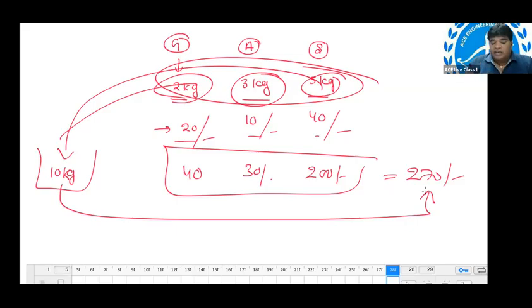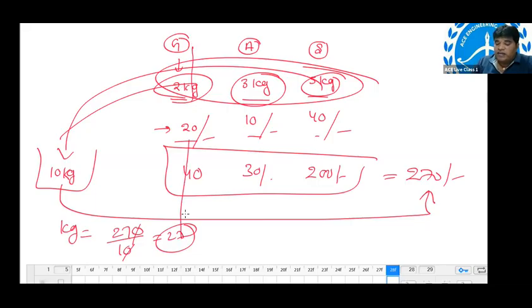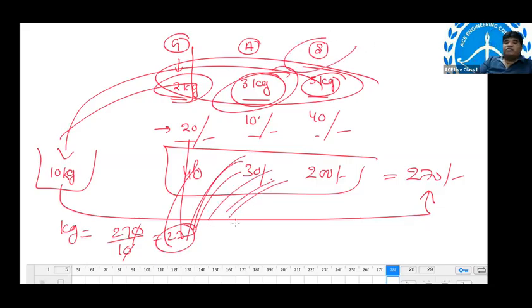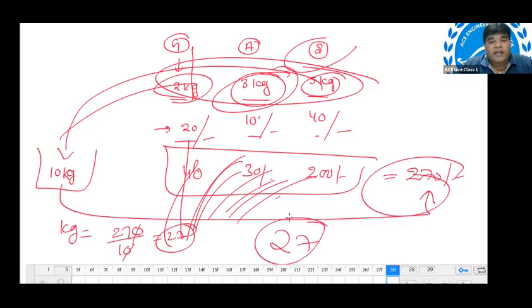I sold at each kg 270 by 10. I'm getting 27 rupees. So Girija purchased 2 kg, each kilo 27, 27. Anita purchased 3 kg, each kilo 27, 27, 27. Shambhavi purchased 5 kg, 27, 27, 27, 27, 27. This 27 is called average price, mean price.